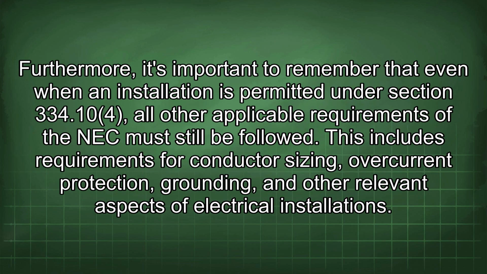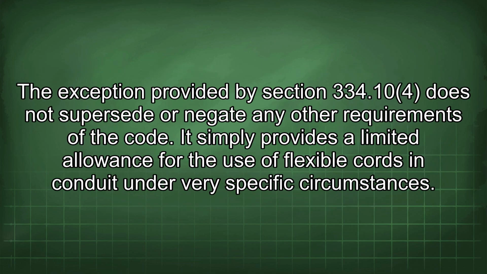Furthermore, it's important to remember that even when an installation is permitted under Section 334.10, all other applicable requirements of the NEC must still be followed. This includes requirements for conductor sizing, overcurrent protection, grounding, and other relevant aspects of electrical installations. The exception provided by Section 334.10 does not supersede or negate any other requirements of the code. It simply provides a limited allowance for the use of flexible cords and conduit under very specific circumstances.